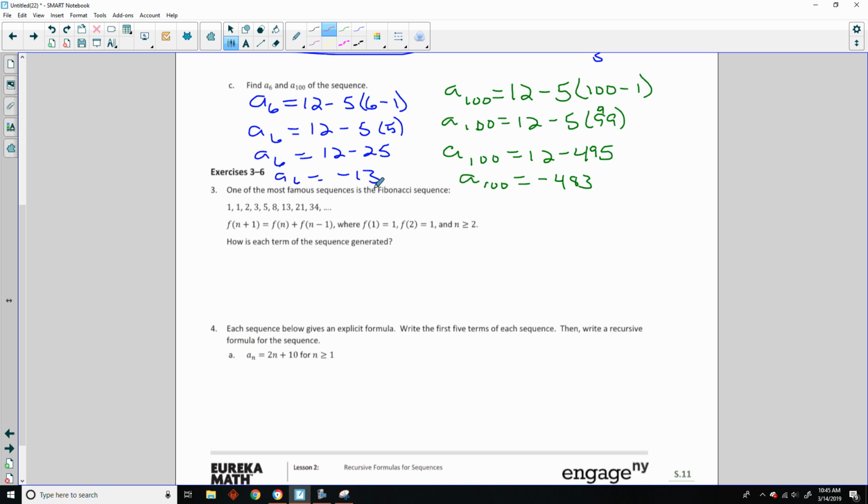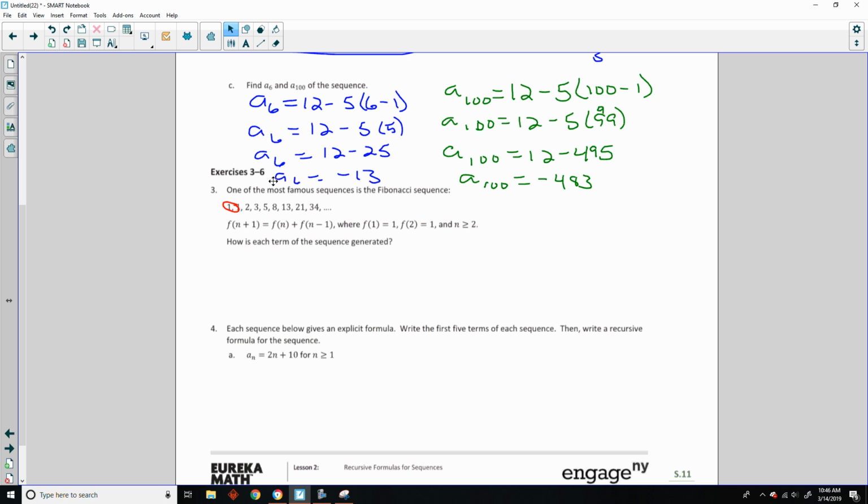Okay, one of the most famous sequences is the Fibonacci sequence. This is used all over the place, including trying to figure out the stock market. So 1, 1, 2, 3, 5, 8, 13, 21, 34. What's going on here? We take our first term and add 1 to it. Take our last term, add 1 to it. Take 3 and add 1. Uh-oh, it's not 4. Take 5 and add 1. It's not 6. What's going on here? Well, 2 is the sum of these two.